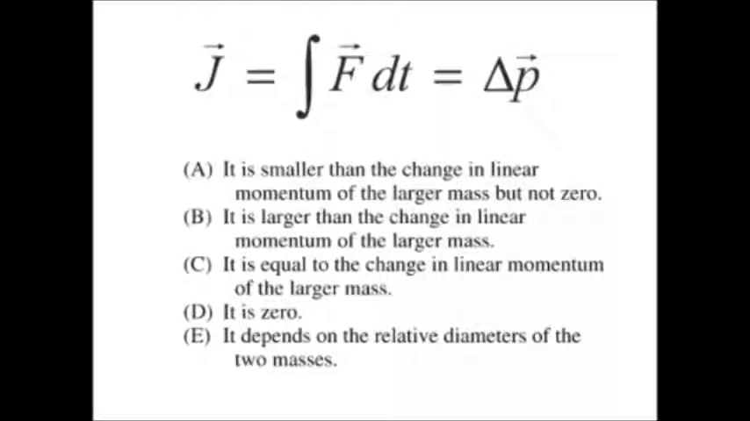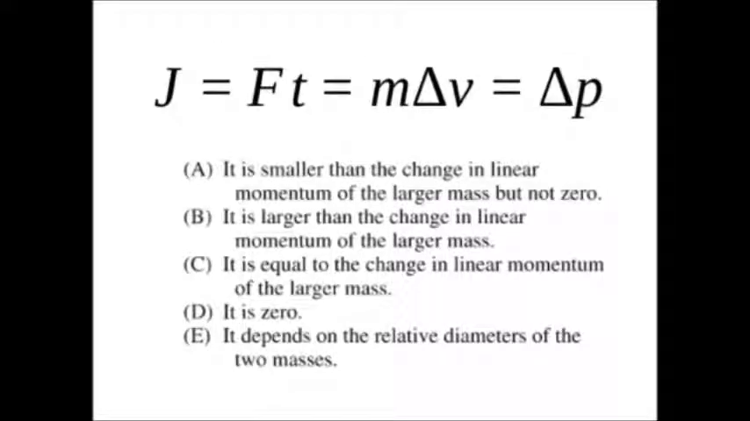J equals the integral of F dt equals the change in momentum. Let's simplify that a little bit. I feel okay simplifying it because the forces are the same and the times are the same. One mass is smaller, but that means delta P is the same. See, a couple of people answered B, but B is not correct. C is correct. The change in momentum is the same.